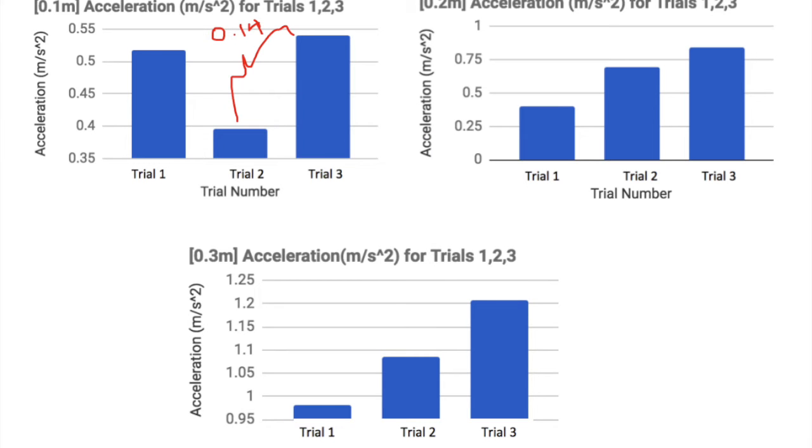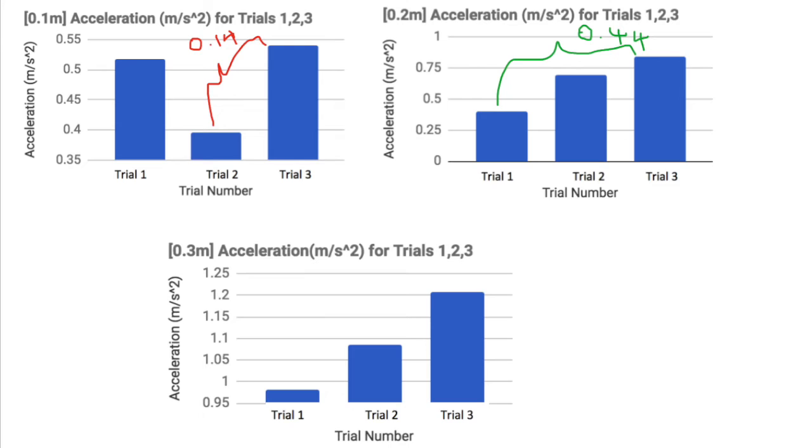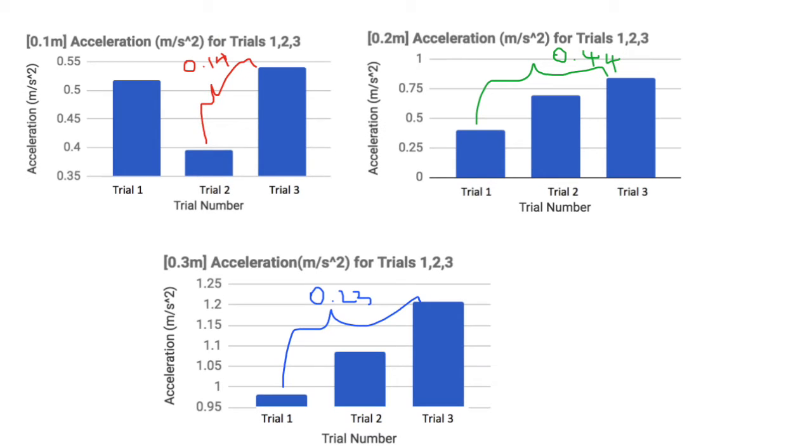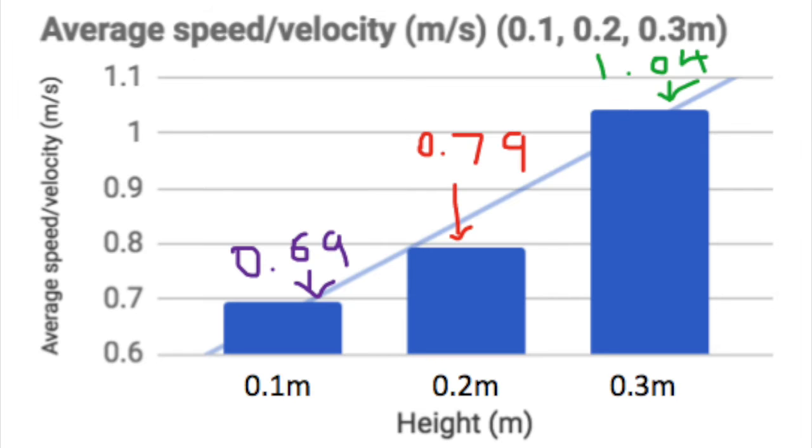The acceleration for the 0.1 meter height trials had a range of 0.14, which shows that each trial was reliable, as the results were extremely similar. However, for the 0.2 meter height, the trials differed by 0.44, which may be reflected in the outlier from trial 2 and suggests that some factors could have affected our results, such as inaccuracies in measuring height and time. For the 0.3 meter height, the trials for acceleration differed by 0.23.